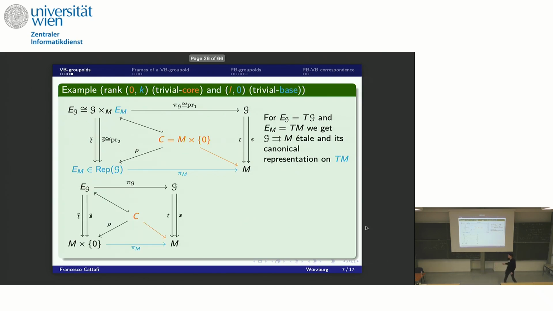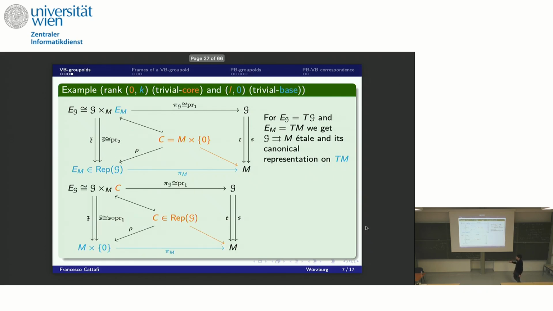And another one, of course, is when one considers instead the base to be trivial, or better, the base to be of rank 0. Also in that case, the core is endowed with a natural representation of G, and then the manifold here must take absolutely this form. And in the particular case when here I have TG and TM, if I have TM of rank 0, this means that M, my manifold, has dimension 0. So I don't have much choice. It means that here is 0. My Lie groupoid is a Lie group. My core must be the Lie algebra, and the representation that I take here is precisely the adjoint representation that I have of a Lie group on its Lie algebra.